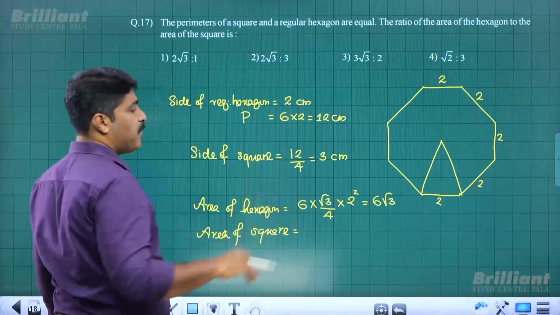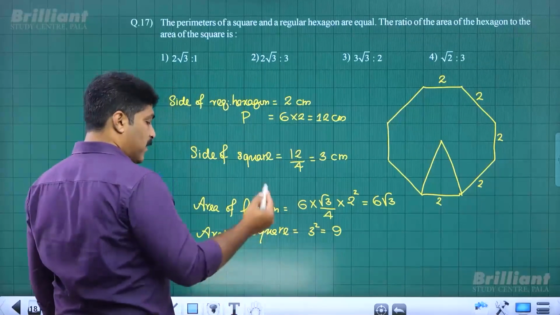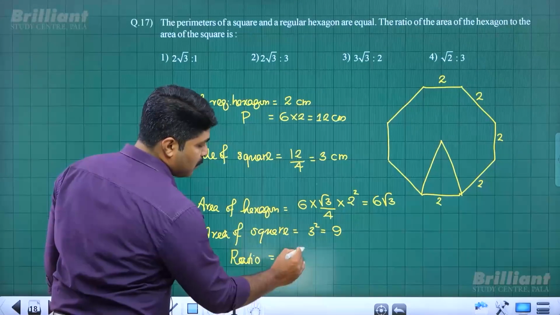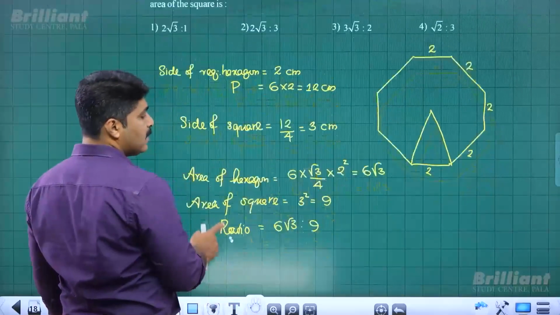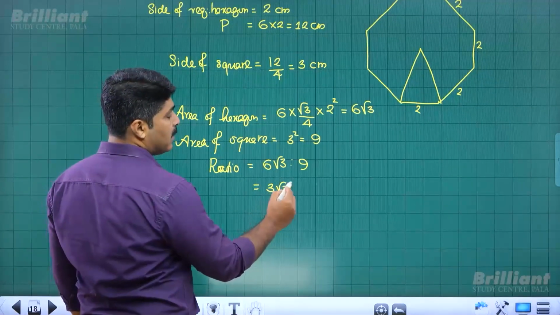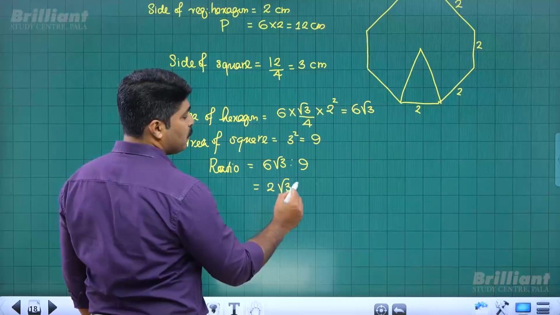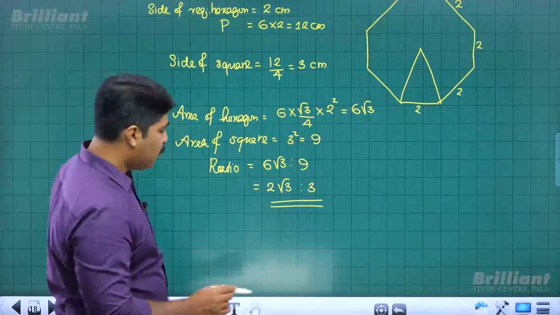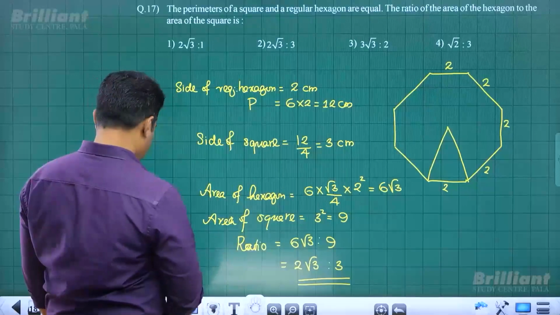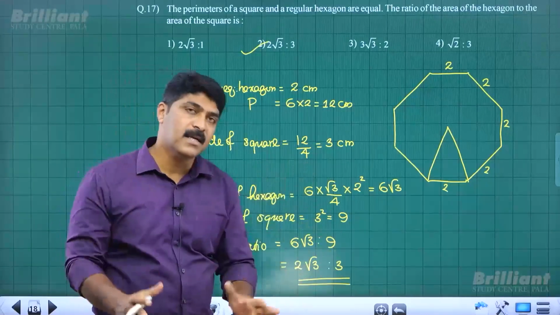Then what is the area of the square? As we know, the area of the square is nothing but the square of the side. So that is 3 square, which is equal to 9. Hence the required ratio is 6√3 is to 9. While we are simplifying this, dividing both the values by 3, this will be 2√3 is to 3. So this is the answer. 2√3 is to 3 is option C. Look at the options here. So therefore, the final answer is 2√3 is to 3.